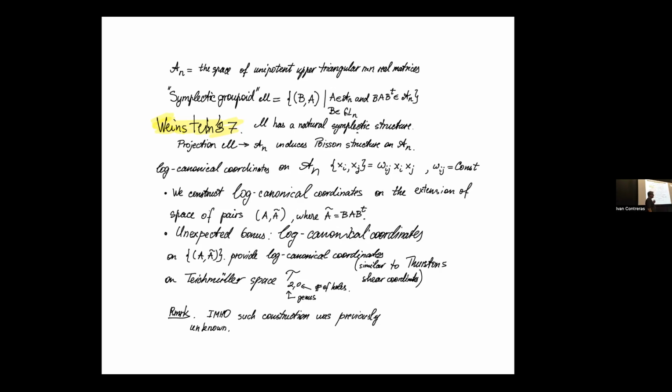This object was studied by Alan Weinstein in general settings, who proved the theorem that if you have a symplectic groupoid, it has a natural symplectic structure. And the symplectic structure for this particular groupoid, the groupoid of upper triangular matrices, was studied by Bondal about 2000, who wrote an explicit expression for this symplectic structure.